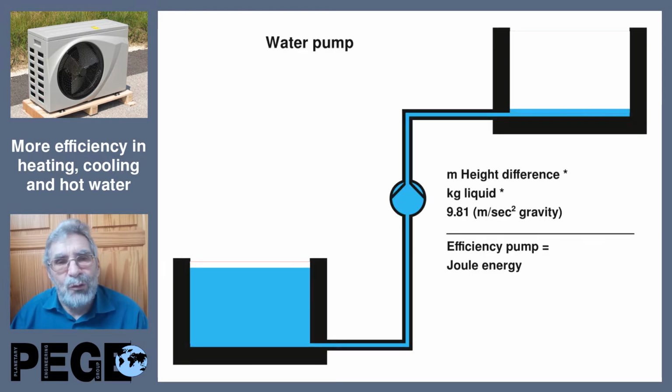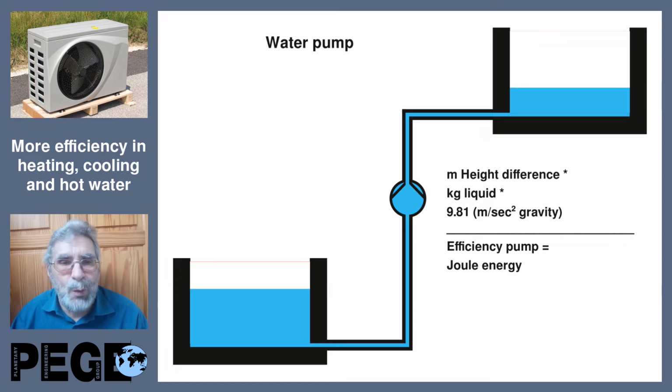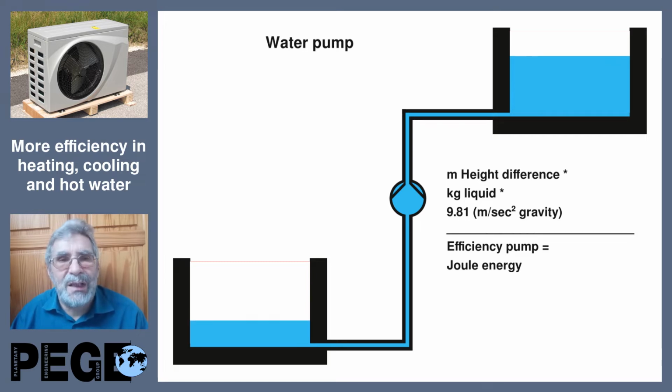Here we have the formula for the water pump. Meters height difference, how many kilograms of liquid we pump, then multiply with 9.81 meters per second squared for Earth's gravity, then divide by the efficiency, and you know exactly how many joules you have to use to pump this amount of liquid up.